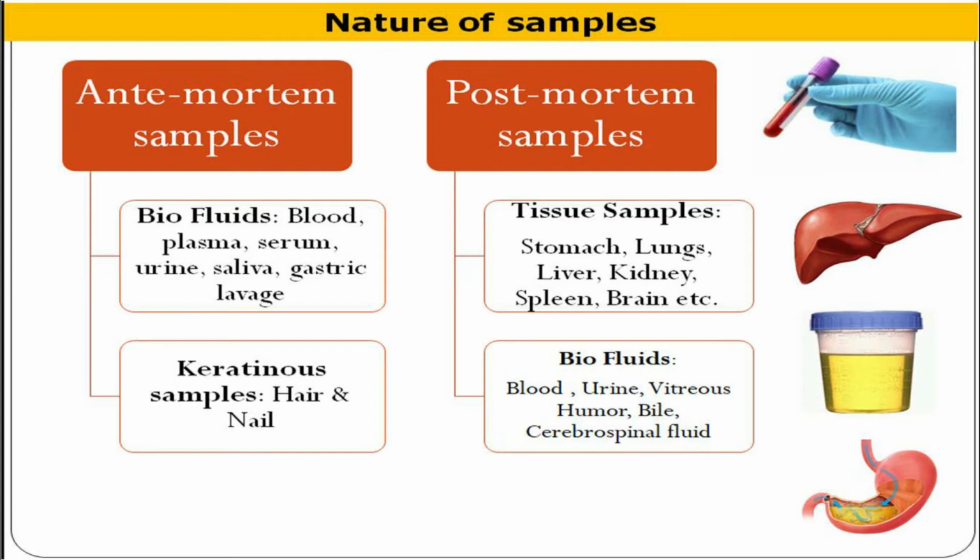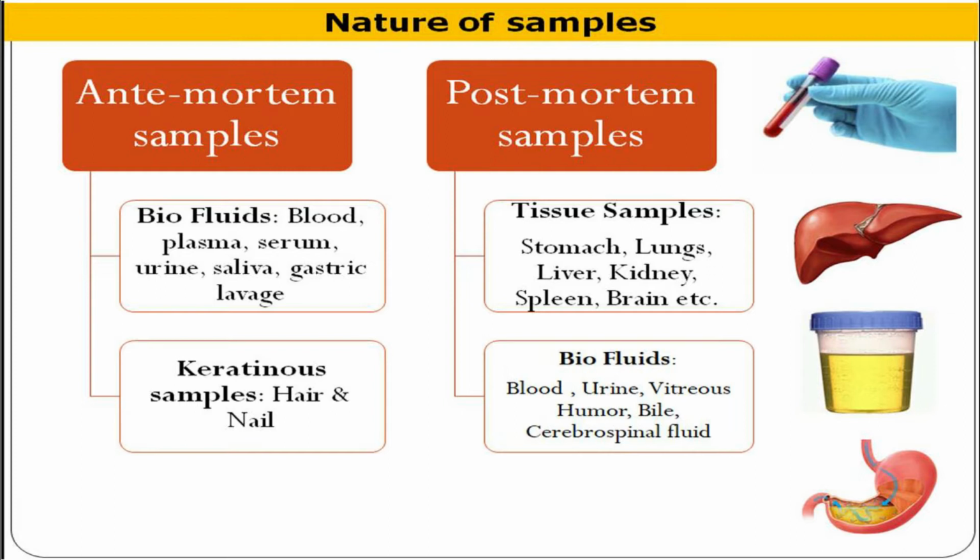Other biofluids are also collected, among which blood is the most common, which we receive in our laboratories for analysis. Urine is available in only 50% of cases of death, because during the process of death the bladder voids the urine, and due to that, in most cases a urine sample is not available in post-mortem examination. Some other biofluids are vitreous humor, that is the fluid of the eye, bile and cerebrospinal fluid.